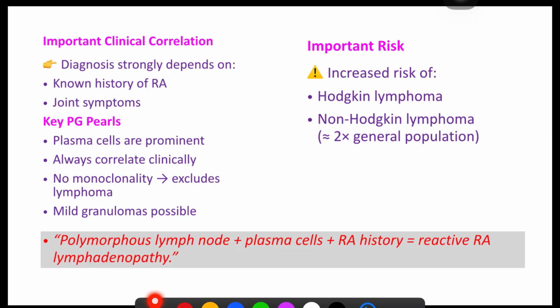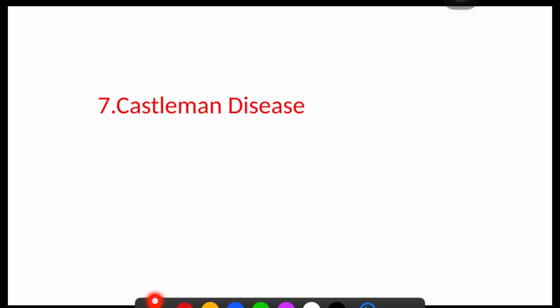Now, clinically, diagnostically, we have to look for a history of rheumatoid arthritis and joint symptoms. Plasma cells are prominent, and sometimes there is a risk of Hodgkin's lymphoma and non-Hodgkin's lymphoma. So, we have to look carefully whenever these symptoms, along with plasma cells and a rheumatoid arthritis history, are there. We have to rule out all these features.